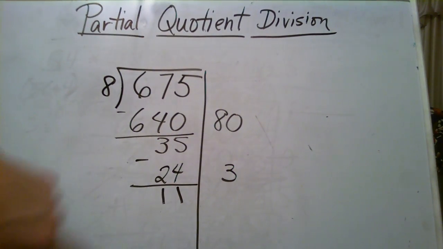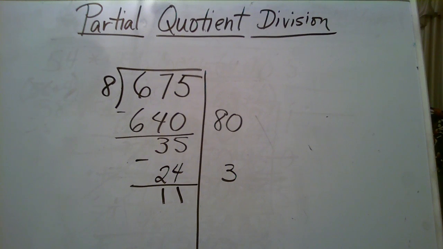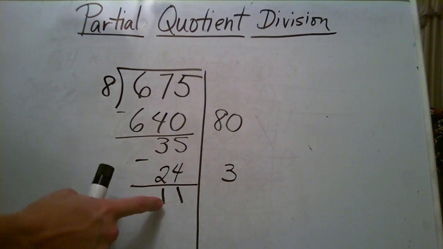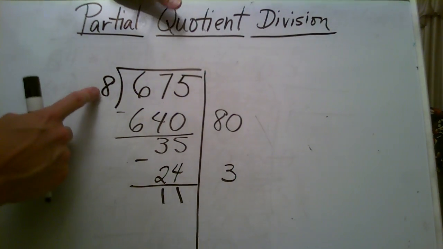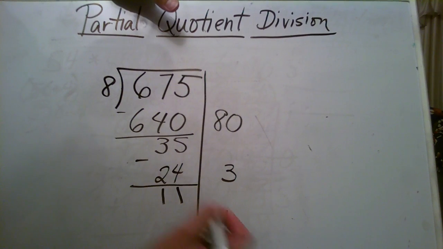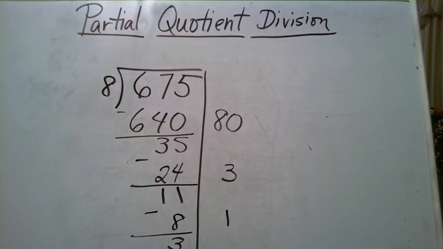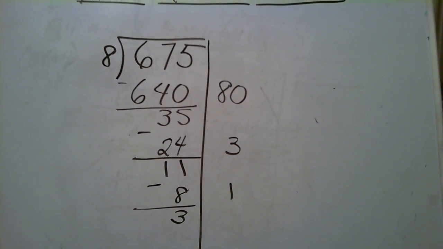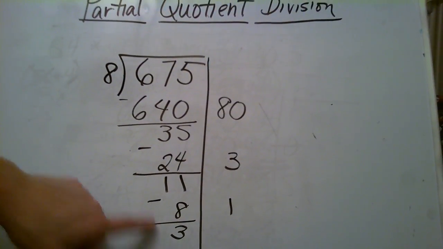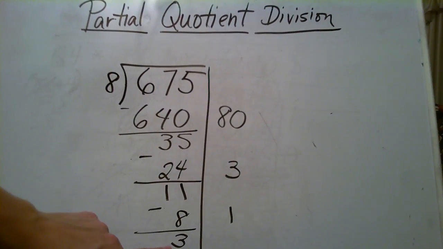I see that I have 11. So I see I still have room, or I still can put another 8 in there. So I just would keep going, and I would say, I know that 1 8 can go into 11. So 11 minus 8 is 3. I now see that I cannot go any further, as there's no more 8s that can go into 3.